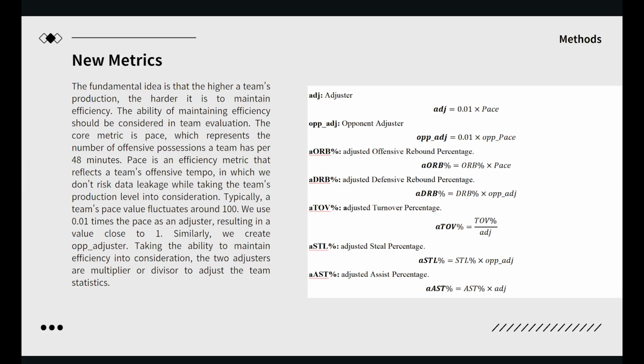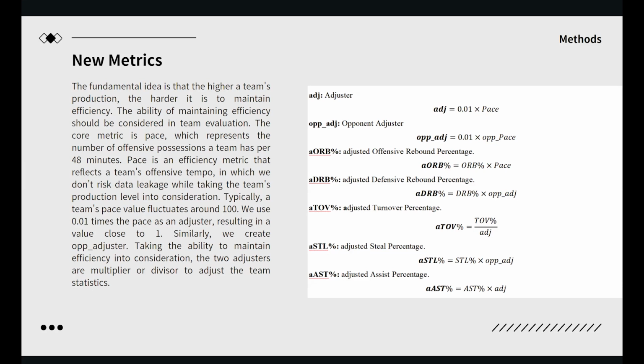To normalize this metric, we apply an adjustment factor of 0.01 times the pace, resulting in a value close to 1. Additionally, we create an opponent's adjustment factor, OPP adjuster, which is 0.01 times the opponent's pace. These adjusters are employed as multipliers or divisors to refine the team statistics, accounting for the ability to maintain efficiency. We anticipate that these adjustments will lead to more precise predictions of team performance.